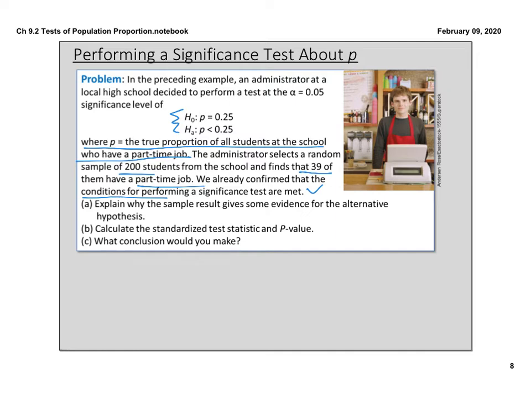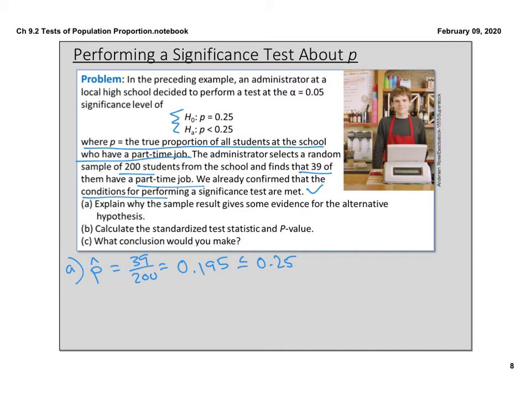Then in part A, it says explain why the sample result gives some evidence for the alternative hypothesis. Well, if I look at my p-hat value, 39 out of 200 is less than 0.25. I get 0.195 when I plug it in. Go ahead and type that into your calculator if you have it. So 39 out of the 200 is 0.195, and since 0.195 is less than 0.25, we have some evidence that the alternative could be true.